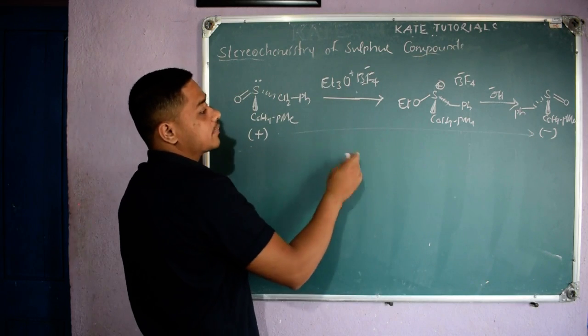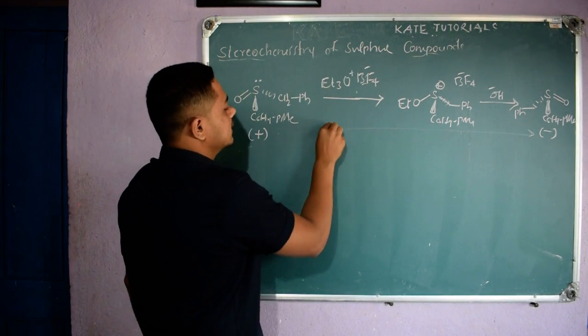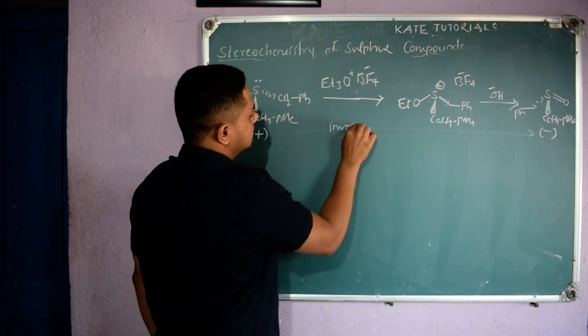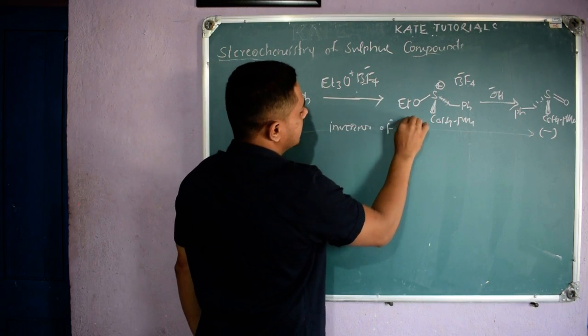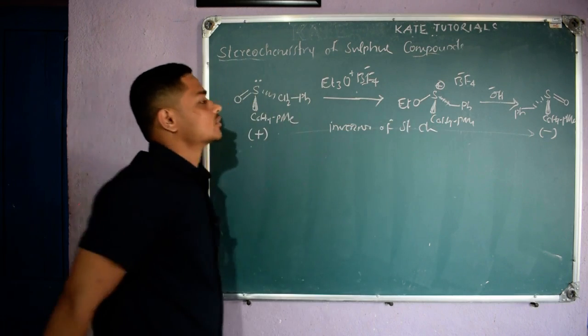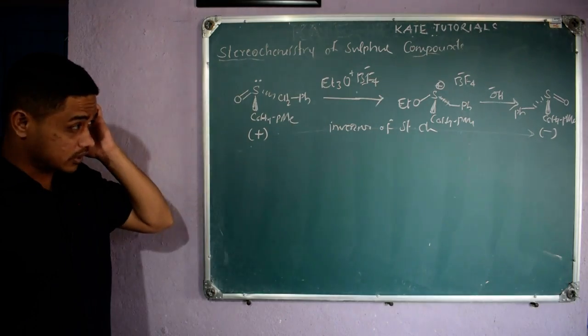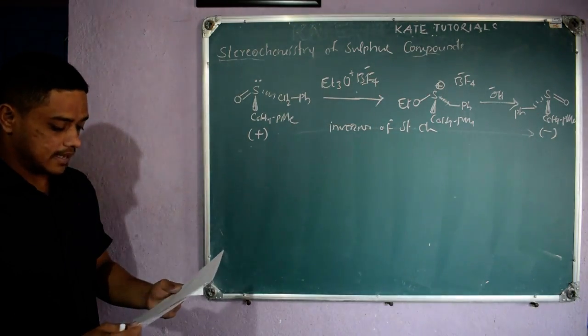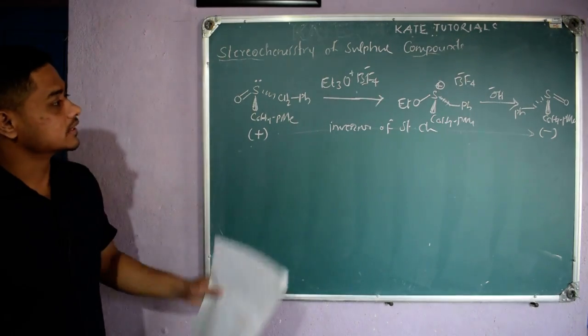What is happening? Inversion. Positive to minus means inversion of stereochemistry is happening. So this kind of reaction is nothing but inversion in stereochemistry, right? So this is the reaction.